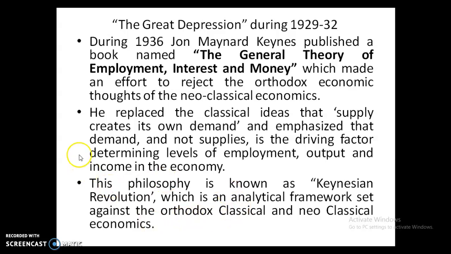Students, for today I have discussed with you the evolution of different schools of thought. In the next class, we will discuss Say's law of market of the classical school of thought.